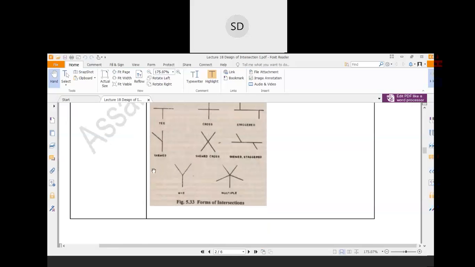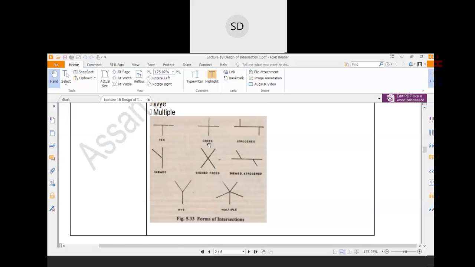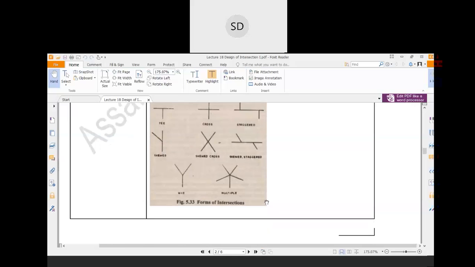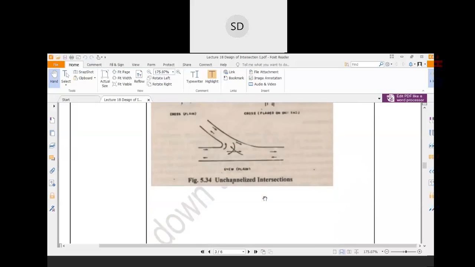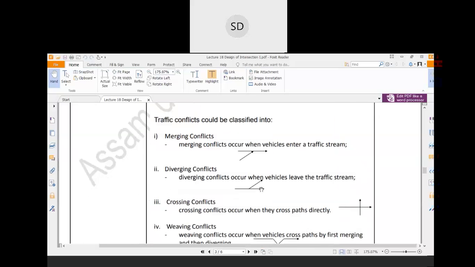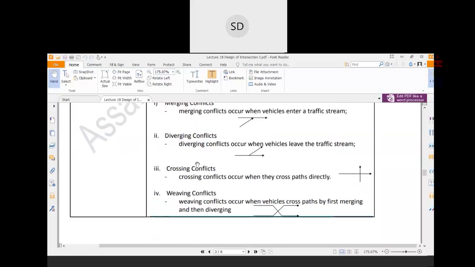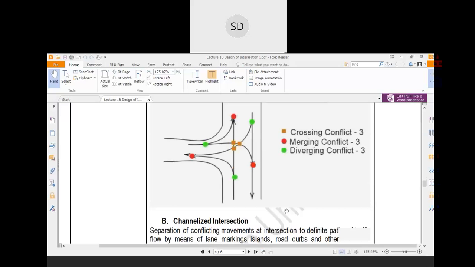So these are based on the shapes of the intersection. You just go through this note. There is nothing to discuss. Now these are the different types of conflict, that is merging, diverging and crossing conflict, which we have already discussed. Another type of conflict is weaving conflict. This is the weaving conflict.